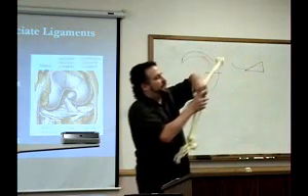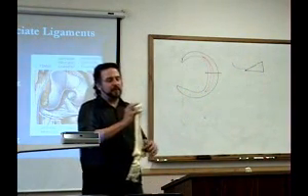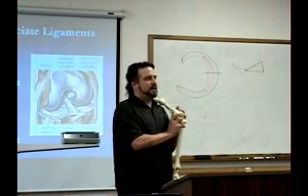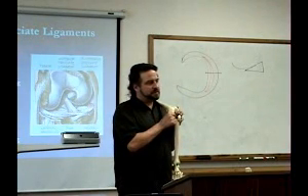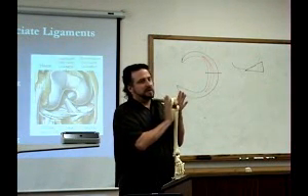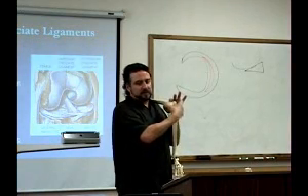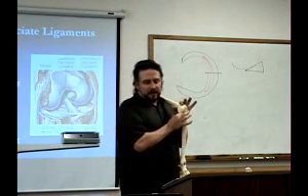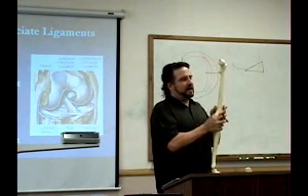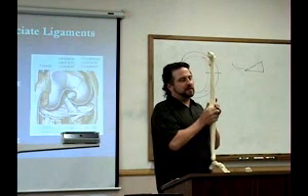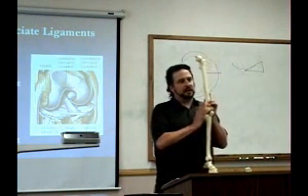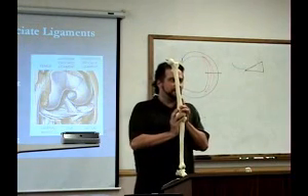Okay, so now we're going to talk about the ligaments. We have two different pairs of ligaments. You have the cruciates, and with that you have an anterior and a posterior, and then you have the collaterals. You have a medial and a lateral. Now the cruciates are inside of the joint capsule, and the collaterals are outside of the joint capsule.